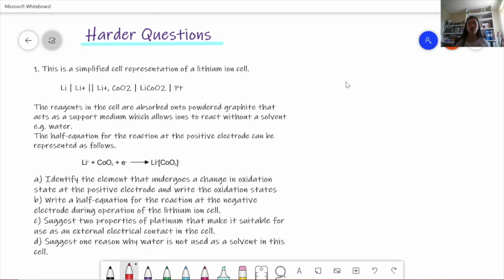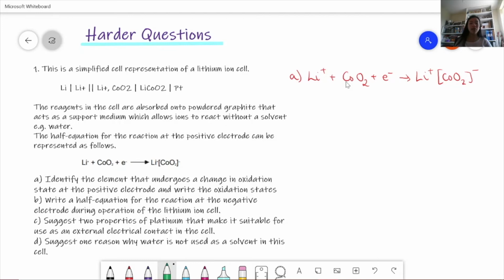The half equation for the reaction at the positive electrode can be represented as follows. So for A, identify the element that undergoes a change in oxidation state at the positive electrode and write the oxidation states. So first I'm going to write the equation. So for A, we have Li plus CoO2 plus an electron goes to form Li plus and CoO2 minus. And so now we can work out all the oxidation states.